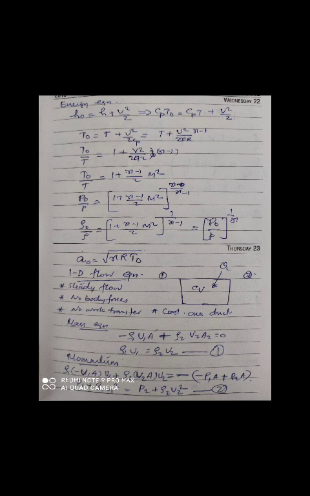Similarly, we know that P0 by P is equal to T0 by T raised to gamma by gamma minus 1. Then P0 by P in terms of gamma and M is 1 plus gamma minus 1 by 2 M square, which is equal to T0 by T raised to gamma by gamma minus 1. Similarly, rho 0 by rho we can write as 1 plus gamma minus 1 by 2 M square raised to 1 by gamma minus 1. And at stagnation condition, the velocity of sound is equal to root of gamma R T0, and T0 is the stagnation temperature.